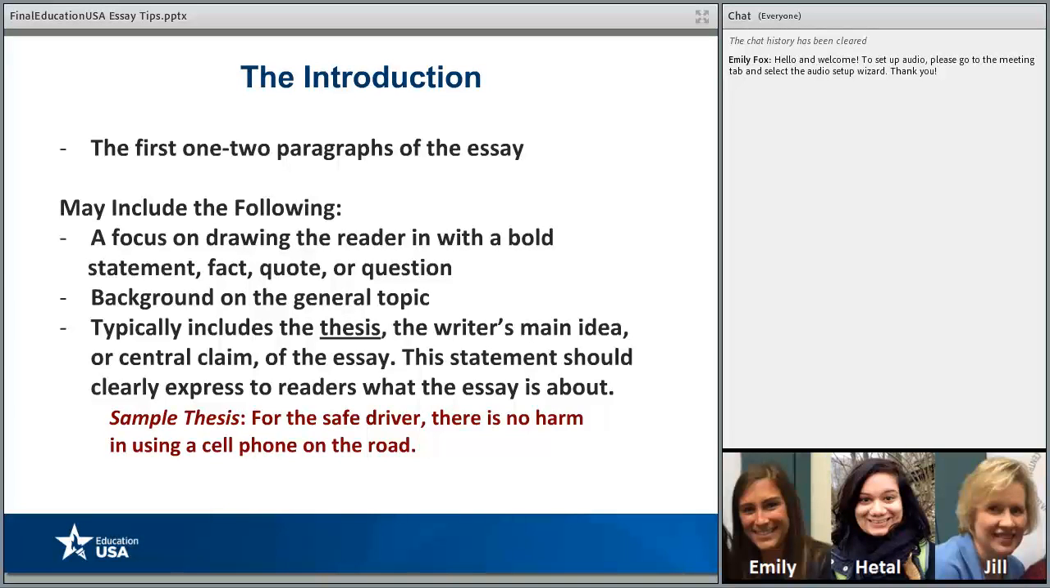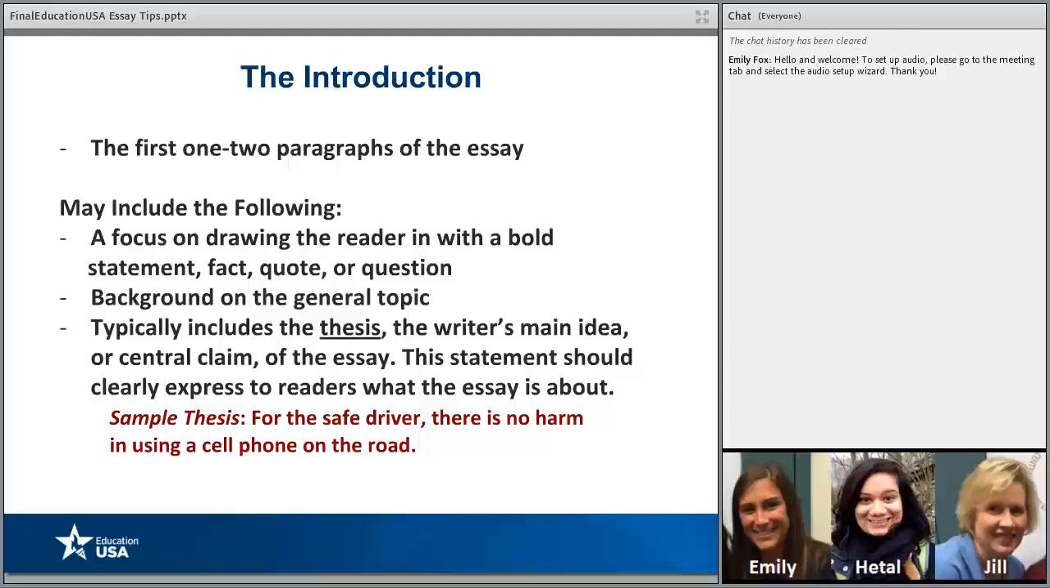So I gave you a sample thesis, and this is a really simple thesis statement. For the safe driver, there's no harm in using a cell phone on the road. So a couple reasons why this is a good entry level, but still a good thesis statement. First of all, it's really clear, right? We know what this writer's opinion is on using cell phones on the road, and we know that it is presented clearly. So now, based on this thesis statement, I know what the student's paper is going to be about. So it's a good thesis statement because it's going to direct the reader to exactly what the paper is about.